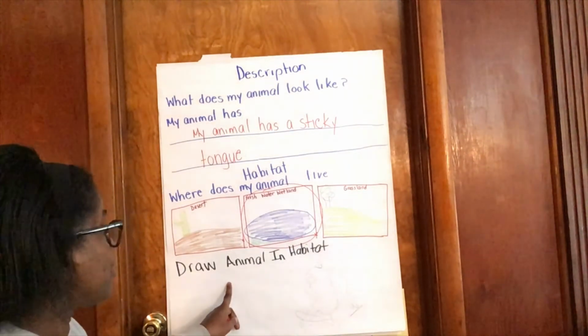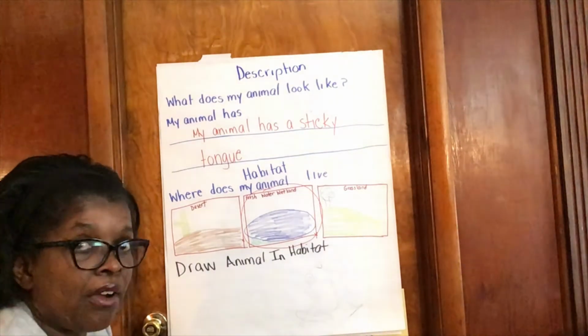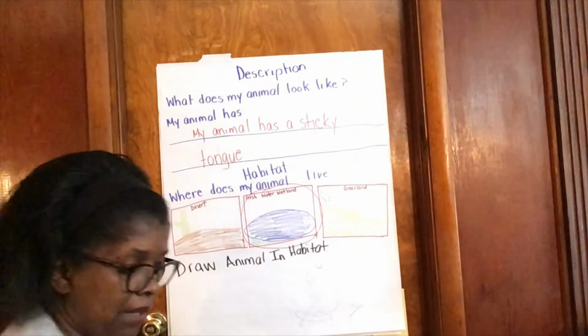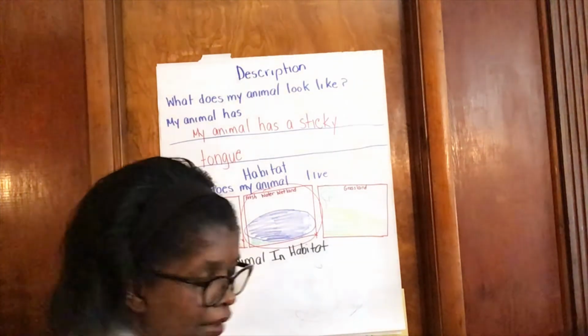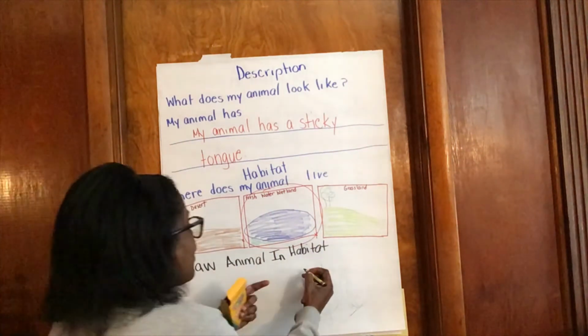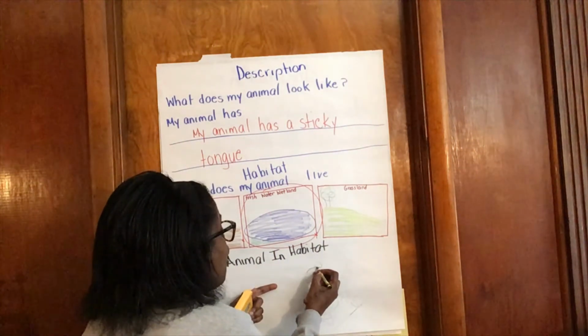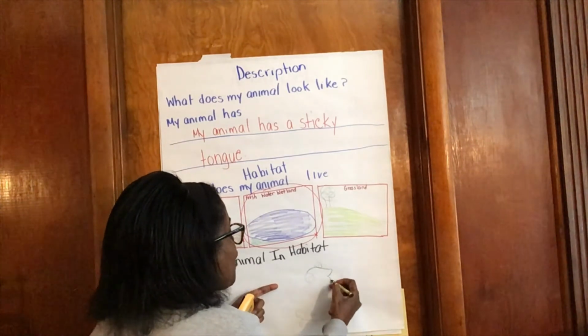Now, down here, draw your animal in its habitat. So I'm going to draw a frog in their habitat. Now, I'm going to try. Don't laugh, okay? So I'm going to draw a frog. Don't laugh at my frog, friends.